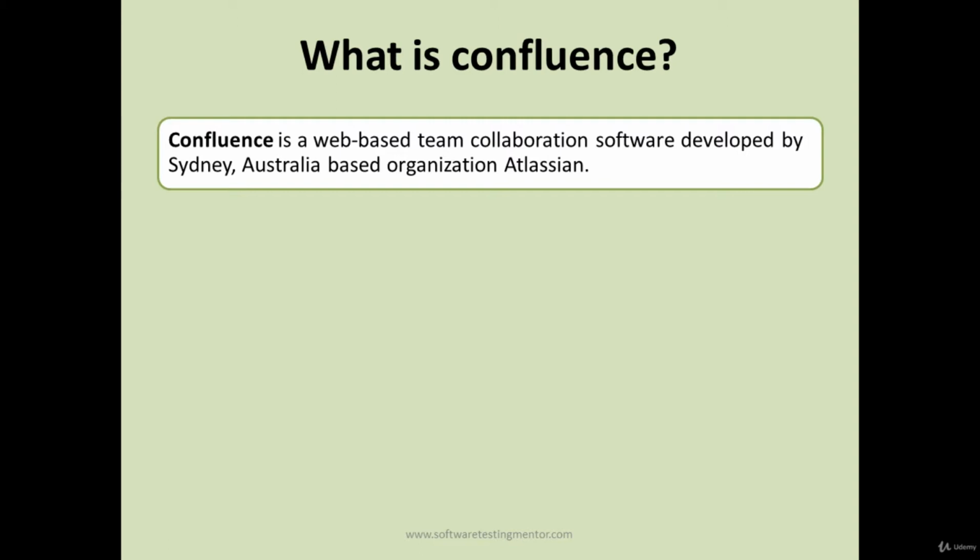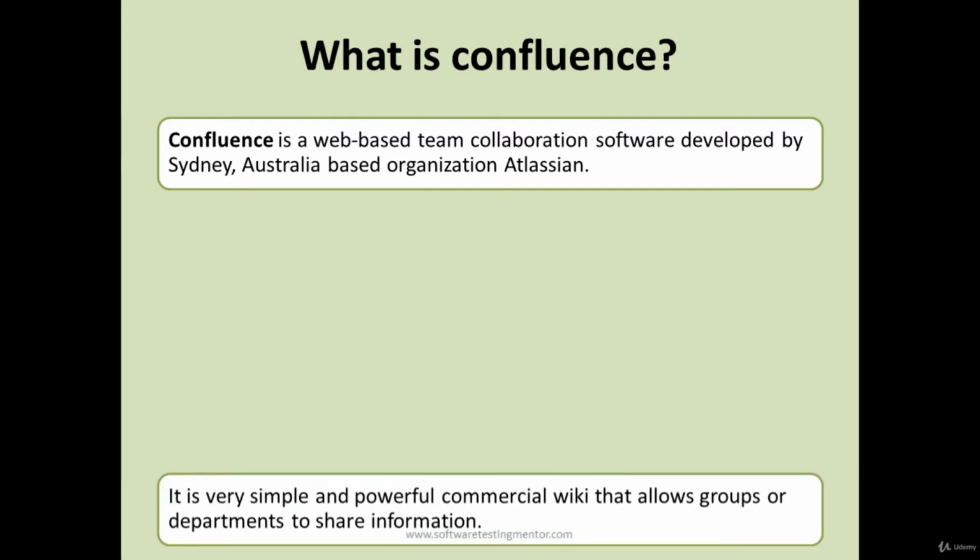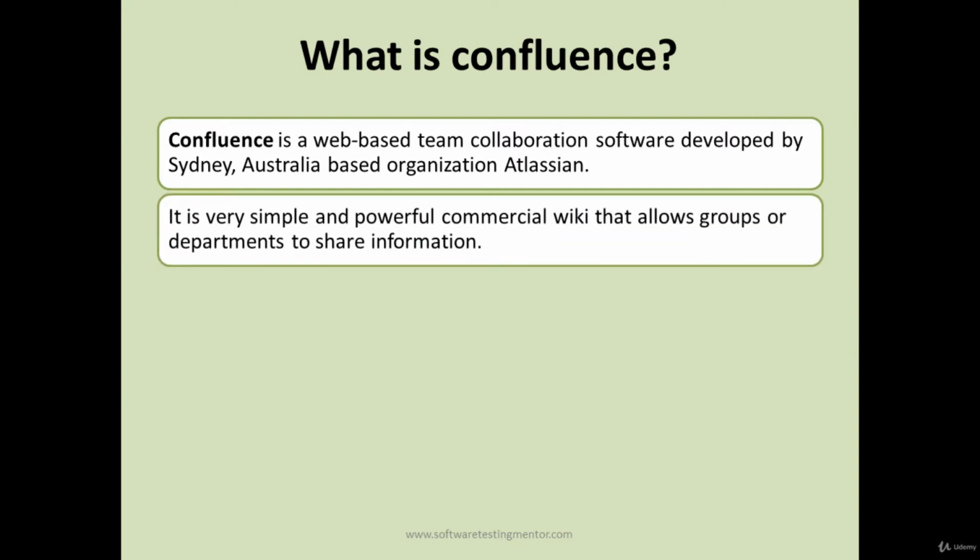It's the same organization that has developed a lot of other team collaboration software, for example, Jira and other continuous integration tools. Confluence is a very simple and powerful commercial wiki. It's a wiki that allows groups or departments to share information.